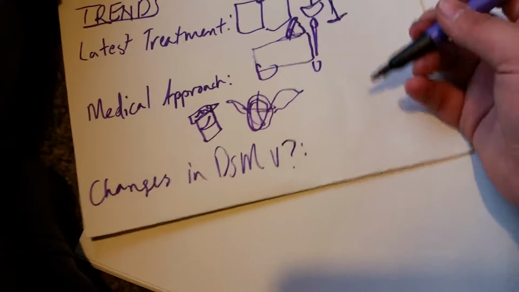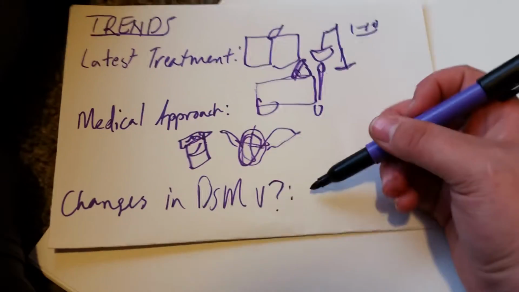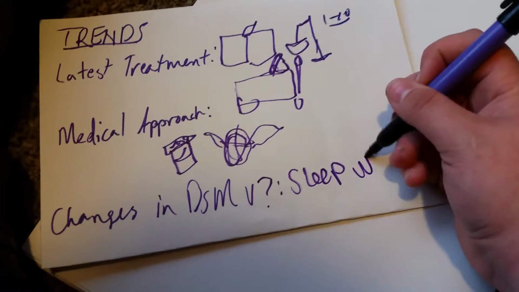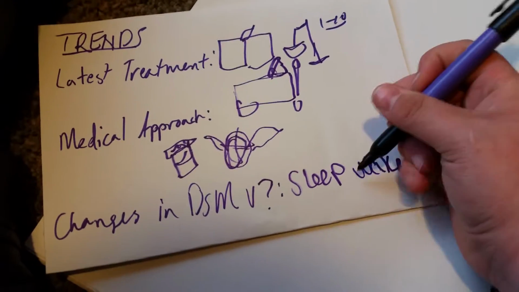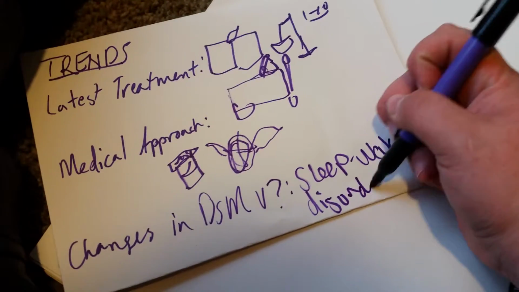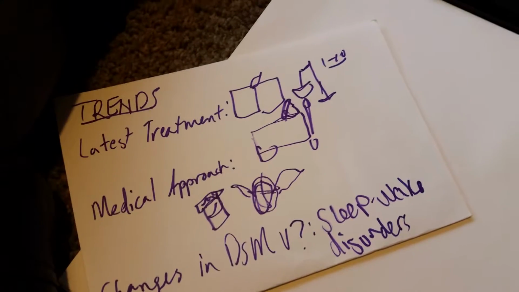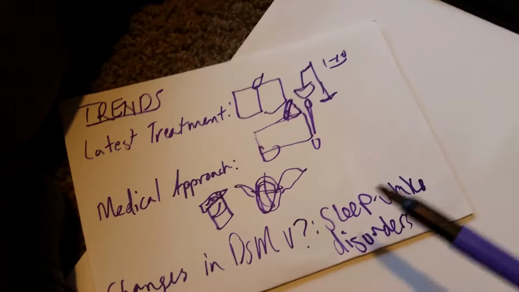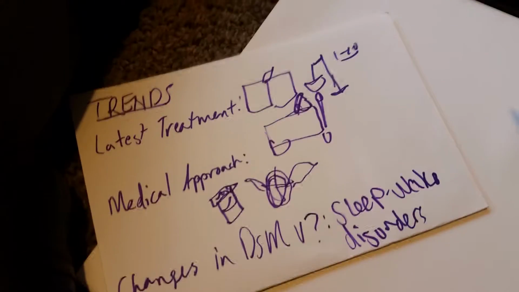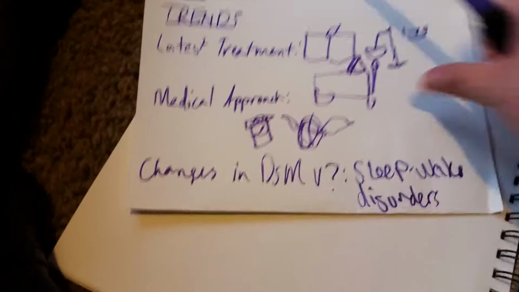And then the changes in the DSM-5. Okay, so parasomnias are now called sleep-wake disorders. And then the REM sleep behavior disorder mentioned earlier is its own category. And parasomnia NOS is removed from the DSM.